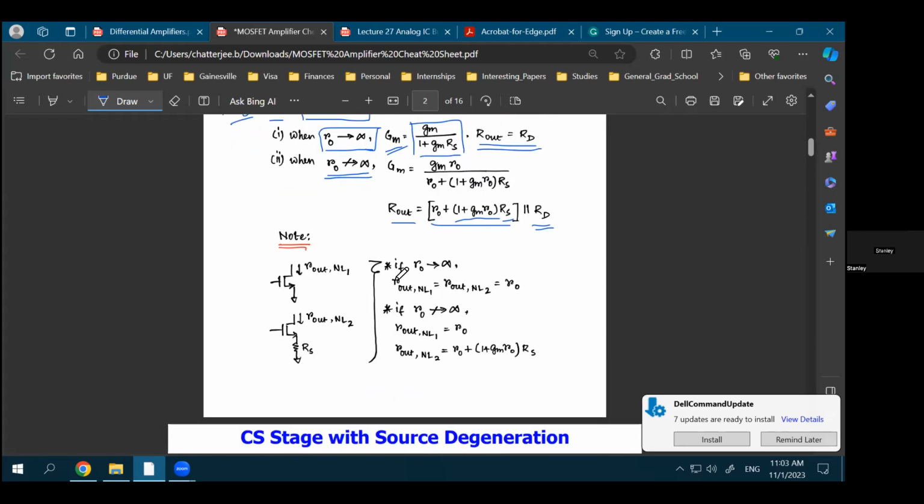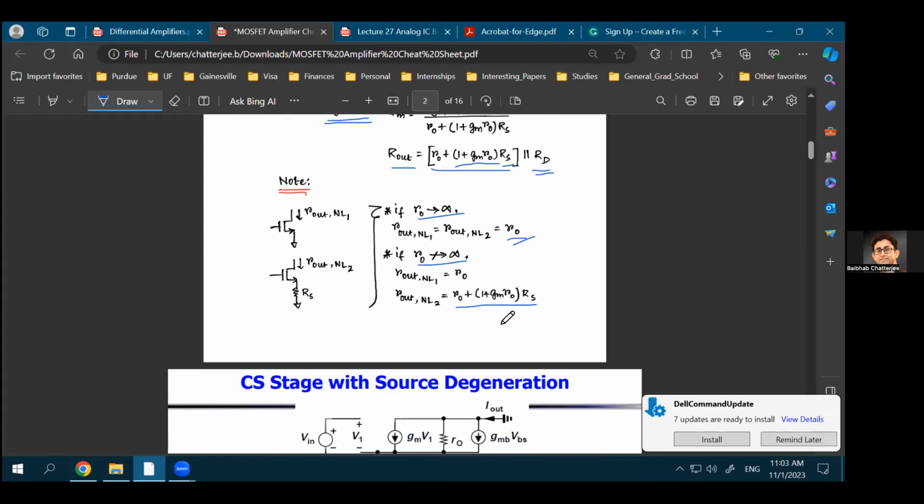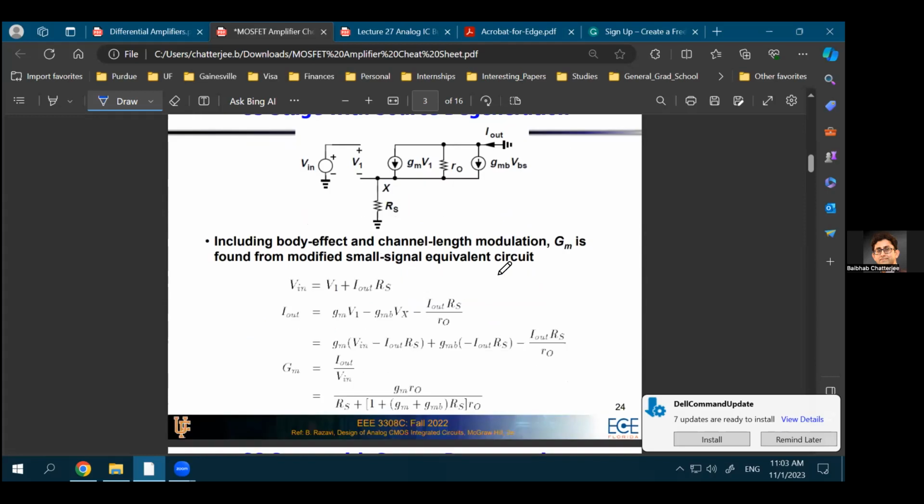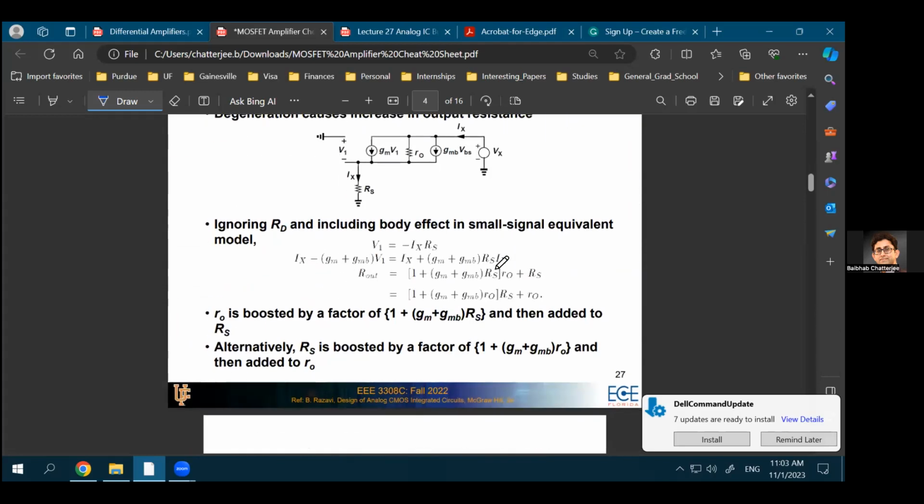All right, so this is what I'm summarizing over here again: looking into the drain of the transistor, you'll see RO if RO is infinite. If RO is not infinite, you'll see RO plus 1 plus gm RO times RS. The proof is there, I think two lectures back in Friday's lecture, if you want to go over the proof of this equation once again. Or it is also provided over here, I guess.